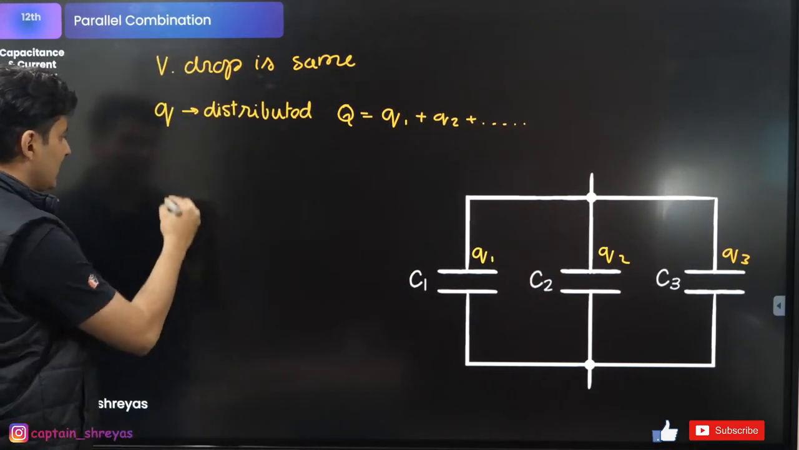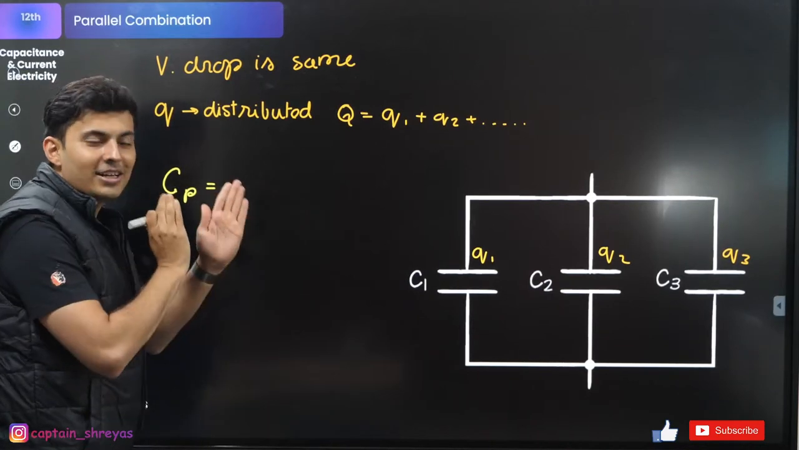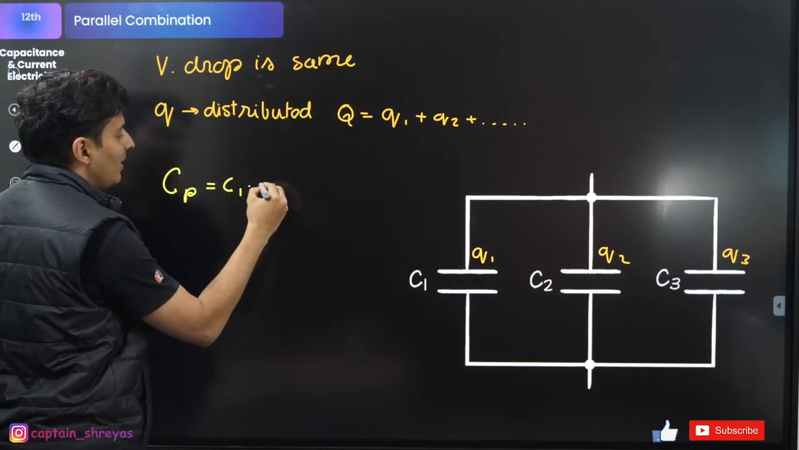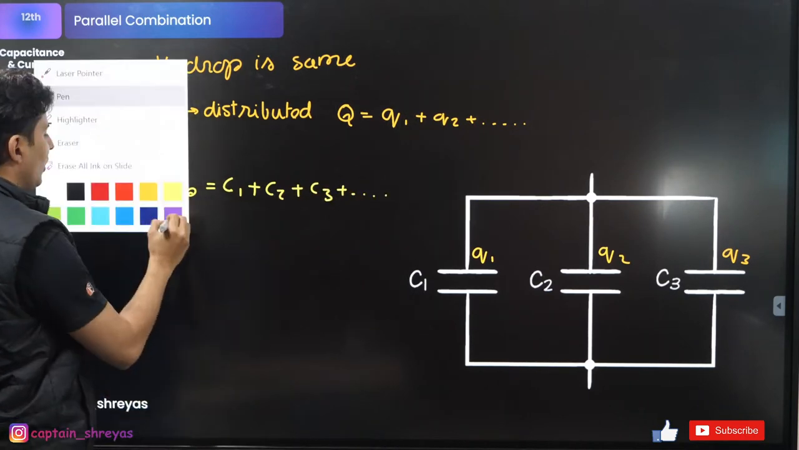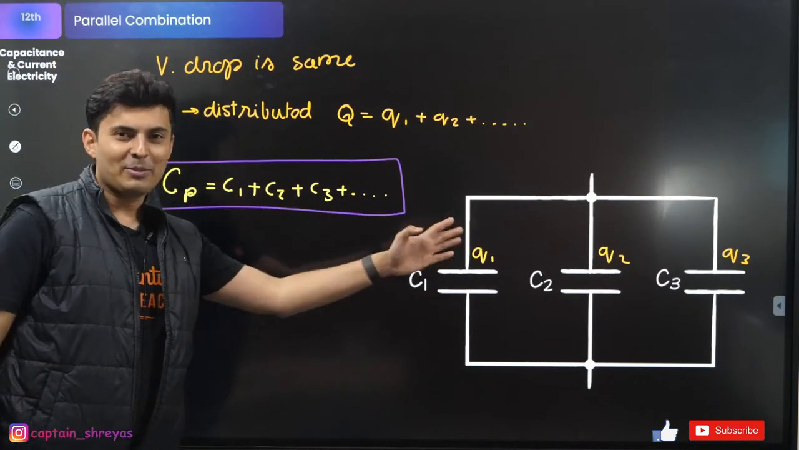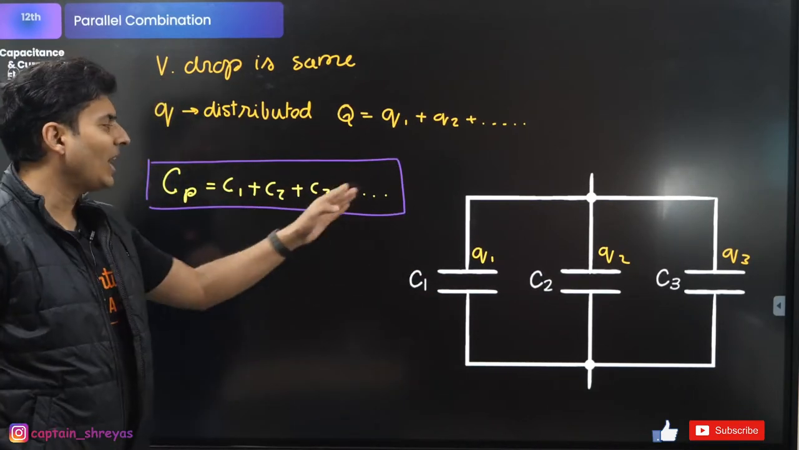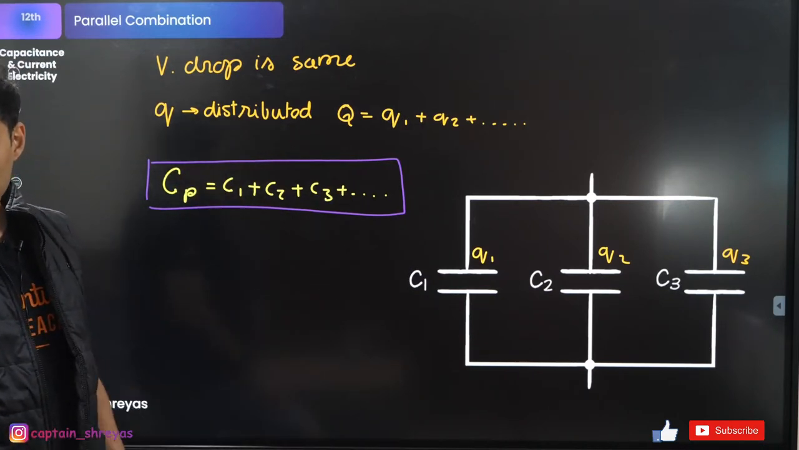In such a case, the value of the equivalent capacitance in parallel is like resistors in series. So it is C1 plus C2 plus C3 and so on and so forth. Now that's the formula that you're going to use when capacitors are in parallel. So parallel capacitors are easy to solve because you just have to add their capacitances. Okay? Understood? Clear? Okay.